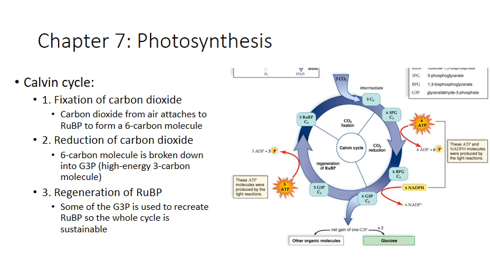Do we need to know a specific amount of G3P that's going to be reused to create RUBP? No, you don't have to know. No.